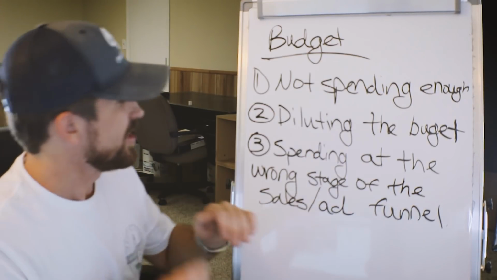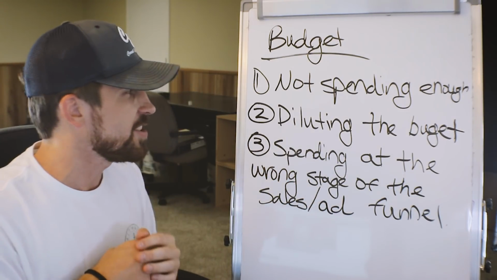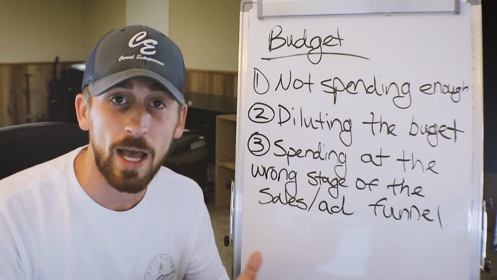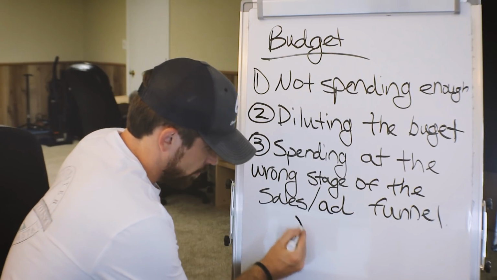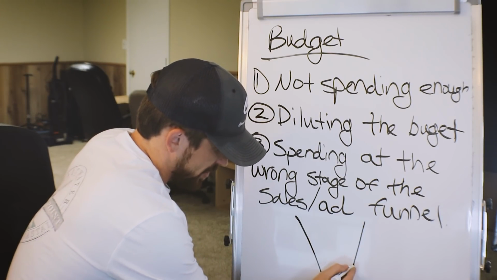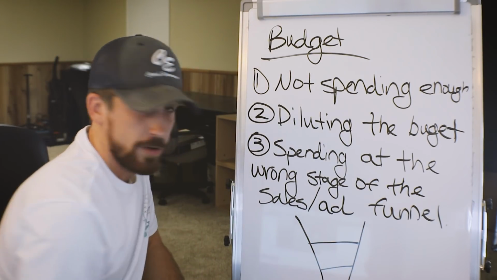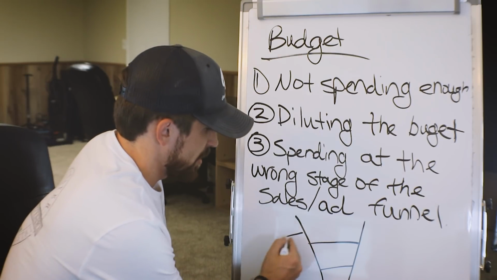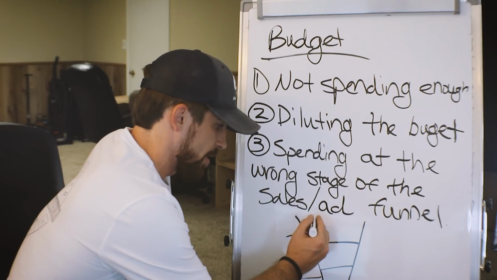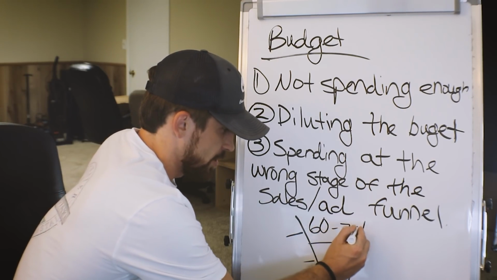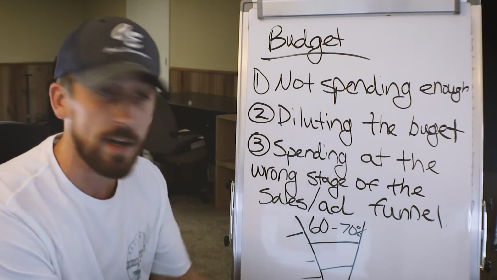The third thing is spending at the wrong stage of the sales or ad funnel. What I mean by this is you're spending way too much or way too little at any particular stage. So let's look at this really quickly. If we look at the ad funnel, at a base level, we have 3 stages. We have awareness, consideration, and conversion. So how much are you spending at each stage is really what you want to look at. And typically what we like to recommend is around 60 to 70% of your budget goes towards the cold traffic audiences, generating cold traffic.